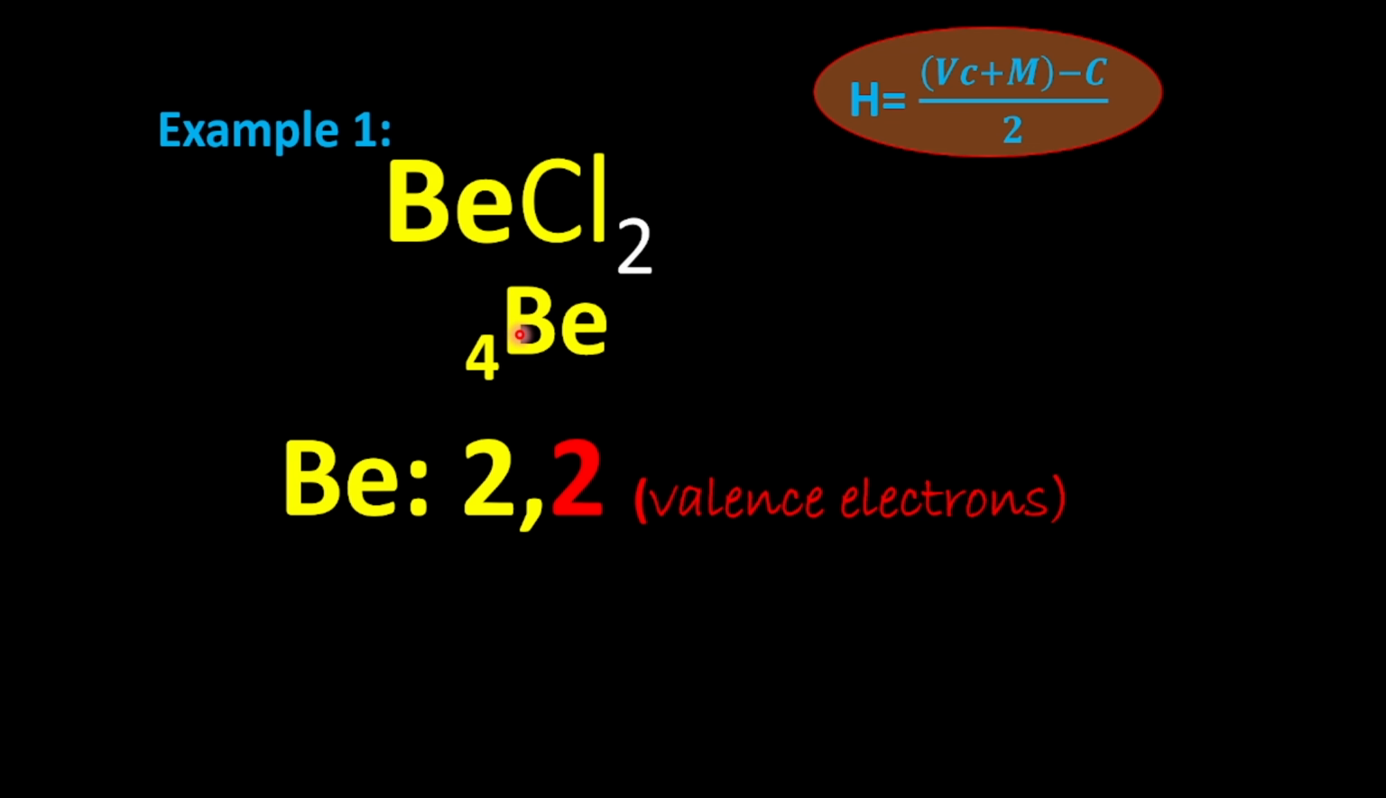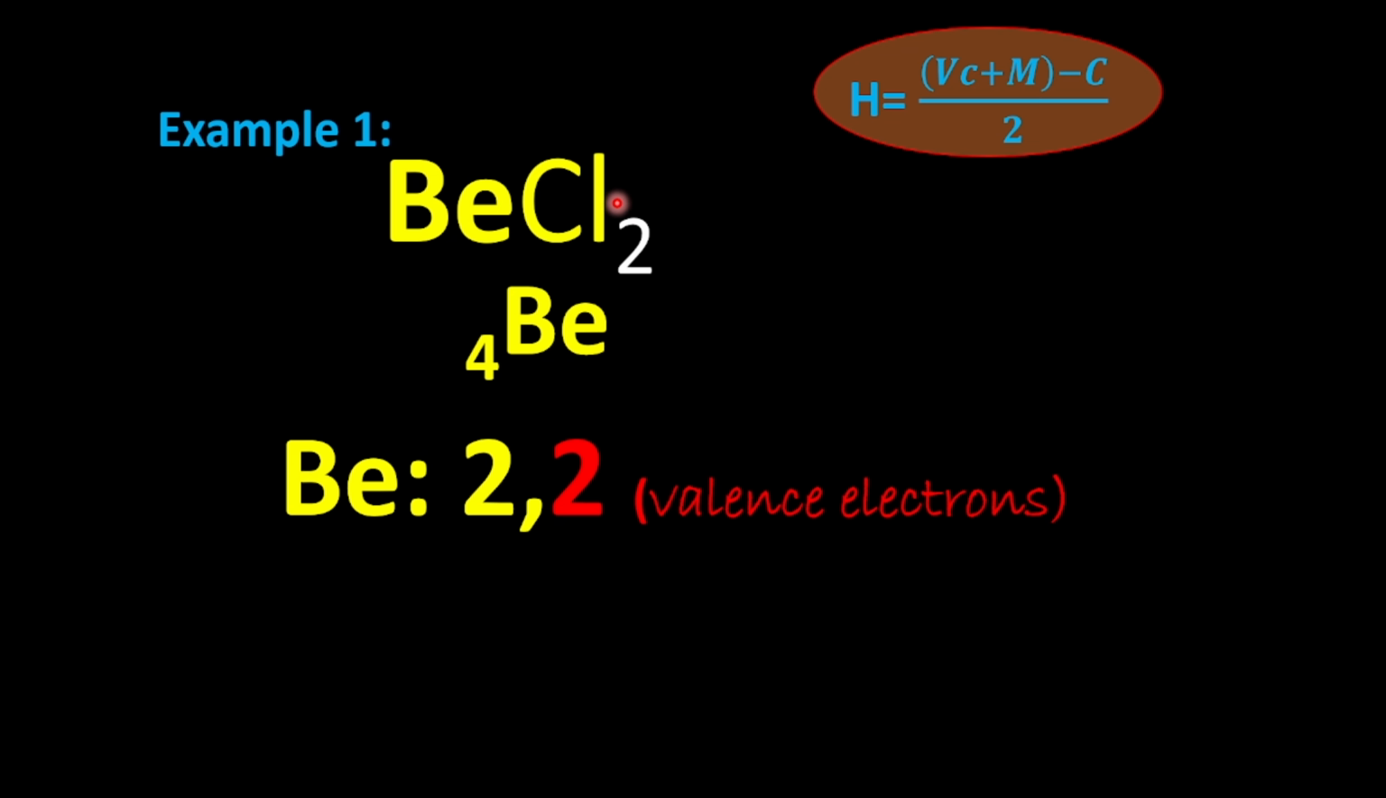In the first example, BeCl2, the question is, what is the central atom? The central atom in our case here is Be with atomic number 4. So when we write the configuration, that will give us 2, 2, which determines the number of valence electrons that we can get. So over here, the valence electrons are 2. So keep that in mind.